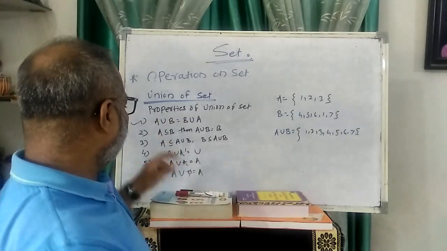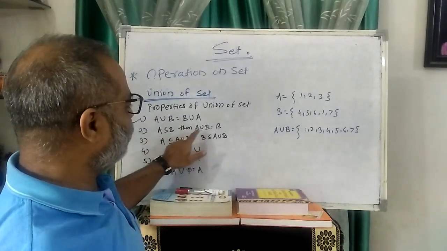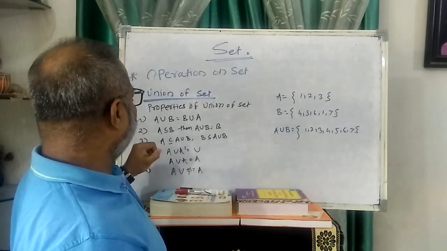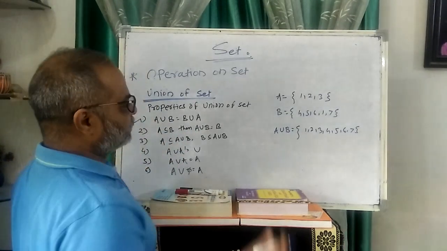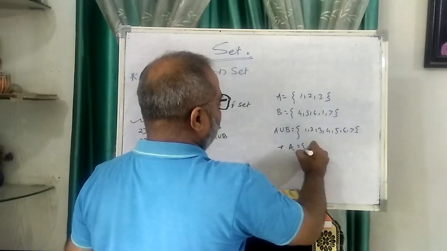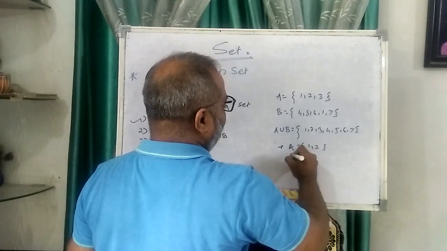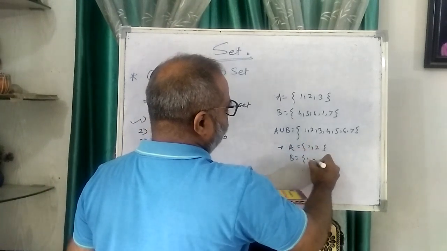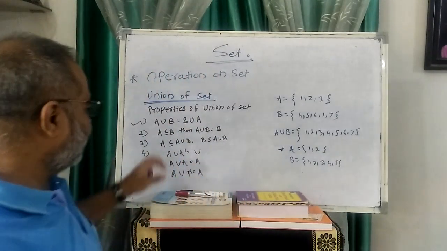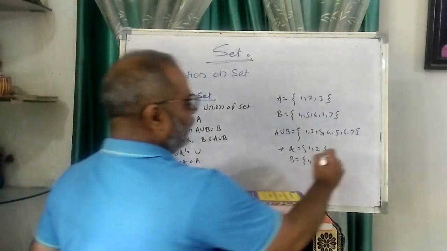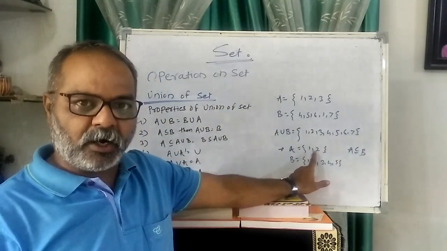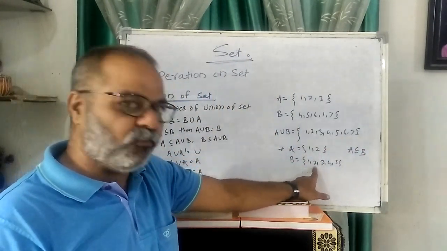So second is, if A is a subset of B, then A union B is equal to B. I just write one problem here. A is equal to {1, 2} and B is equal to {1, 2, 3, 4, 5}. So what does the property say? A is a subset of B. Yes, every element of A, 1, 2, is present in B.